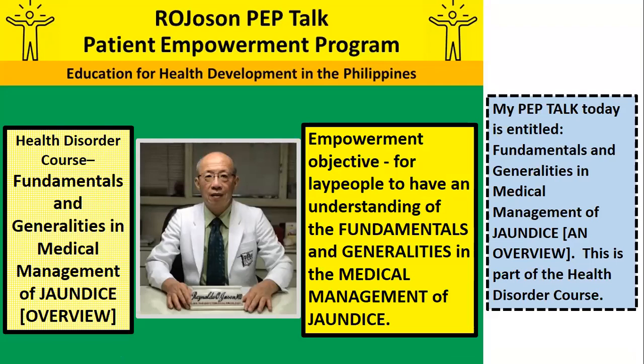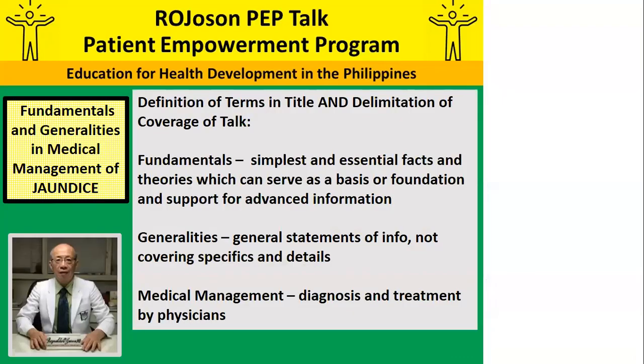This is part of the health disorder course, and the empowerment objective is for the lay people to have an understanding of the fundamentals and generalities in the medical management of jaundice. Definition of terms in the title and the limitation of coverage of my talk. The word fundamentals means simplest and essential facts and theories which can serve as a basis or foundation and support for advanced and future information. Generalities means general statements of information, not covering specifics and not too detailed. Medical management means diagnosis and treatment usually done by physicians.